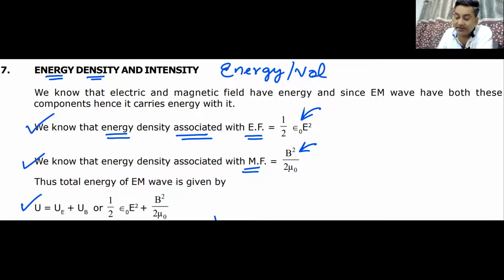The total energy density is the total energy stored per unit volume in an electromagnetic wave. Wherever the wave is traveling, the energy is stored in the form of electric and magnetic energy. The density of the electric field is half epsilon naught E square. The density of the magnetic field is B square by 2 mu naught. Do we understand this? Yes or no? Yes, sir. I'll give you a minute to note it down. Please note it down.